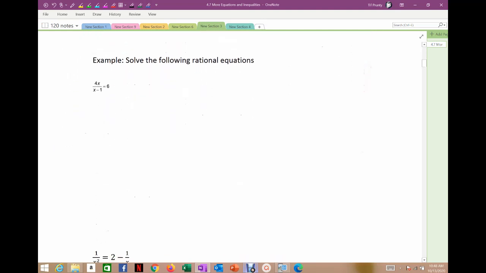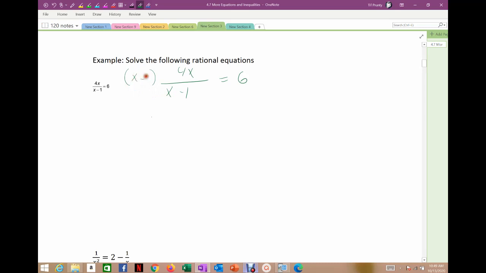Alright, the first example, which apparently didn't make it very big: 4x over x minus 1 equals 6. It's already set up for me, with my rational on one side and my constant on the other. The denominator is x minus 1, and that's the only denominator, so that's the lowest common denominator. I'm going to get rid of the division by multiplying both sides by that denominator.